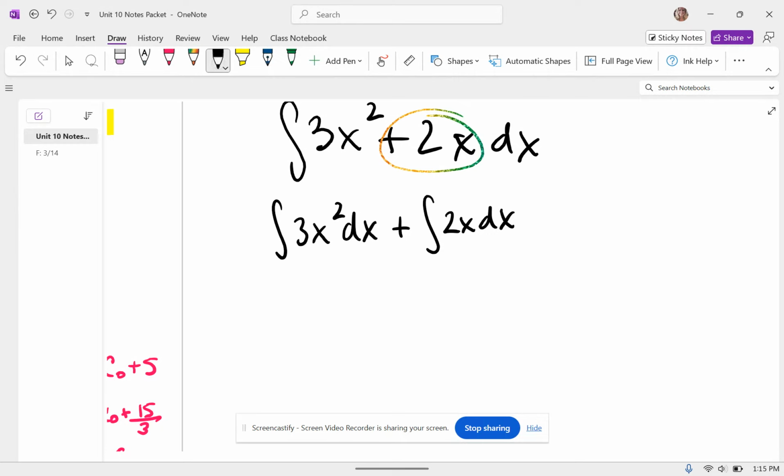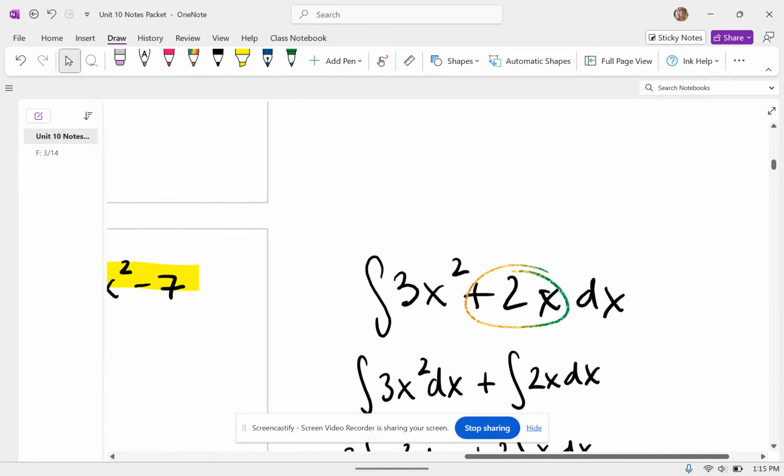Then what you could also do to make your life easier is factor out the constants. In this case, we've just made it a little more difficult for ourselves, but this could be useful if you were doing it a different way. So these are all acceptable ways to break up an integral. Does that answer your question?